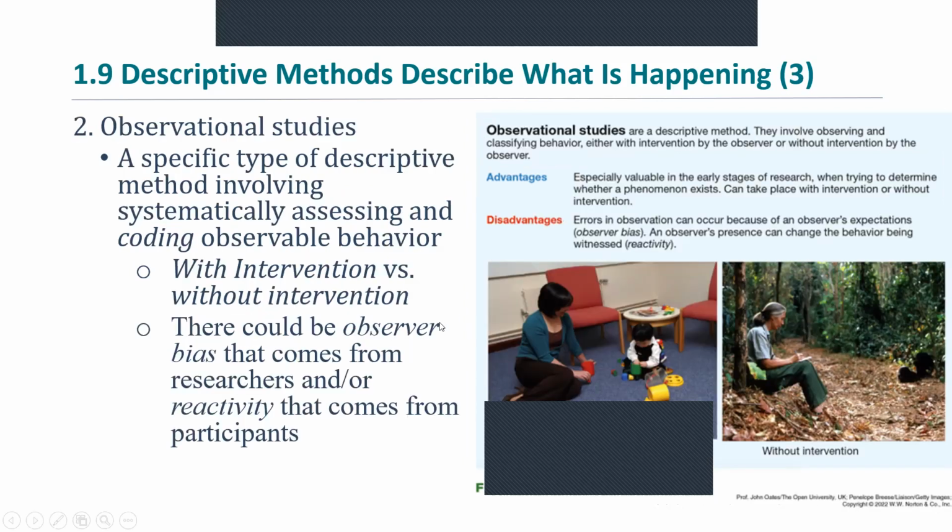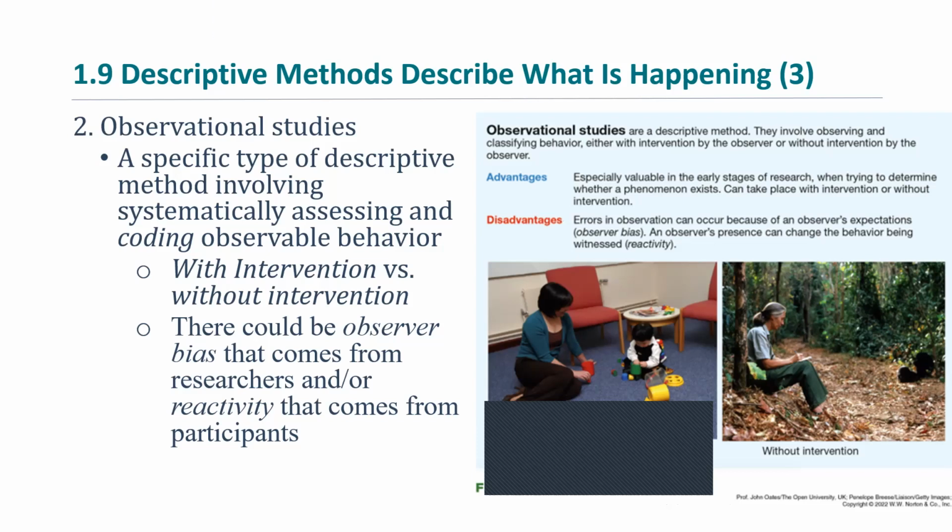The second type of descriptive study is called an observational study. It involves systematically assessing and coding observable behavior. And what we mean by coding is you determine categories ahead of time that you're watching for. I kind of mentioned this earlier. And you're looking for behaviors that fit into the categories that you're interested in. So let's say I'm doing an observational study watching 5-year-old boys and girls in a playground. I may have some kind of hypothesis that at the age of 5, girls are more aggressive than boys, whatever. Let's just say that's my hypothesis.